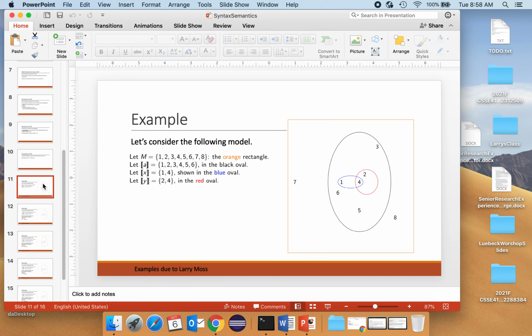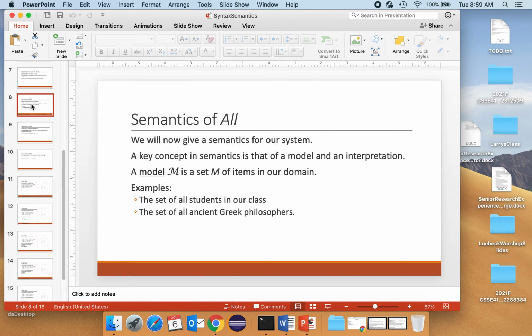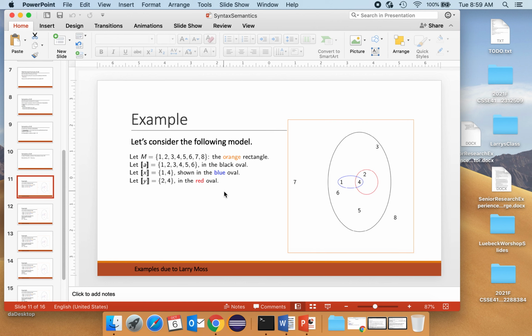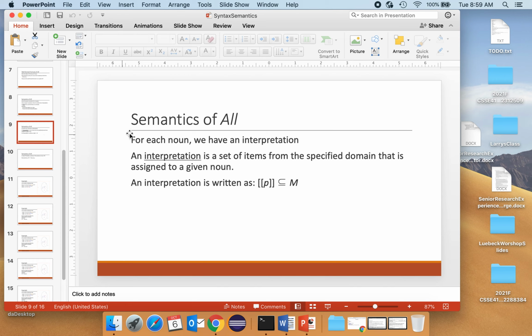Let's go to something that we all know about sets. So here is a domain. The domain consists of the numbers 1 to 8, M. That's our set, and that's the orange rectangle over here. Going back to this one over here, we need to have a set M of items, and our items are the numbers 1 to 8. Now we are going to give an interpretation of the noun A.